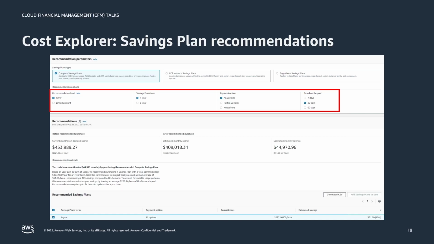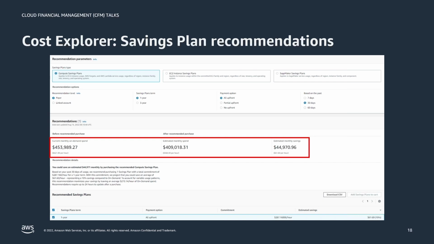And then based on the past, and really what this is your look back period. So for example, if you've been running resources in your account for 90 days, but really only the past 7 days or so are really kind of what you're expecting for your steady state, and that might be a great case where you'd want to toggle your look back period from 30 to 7 here to get a better recommendation.